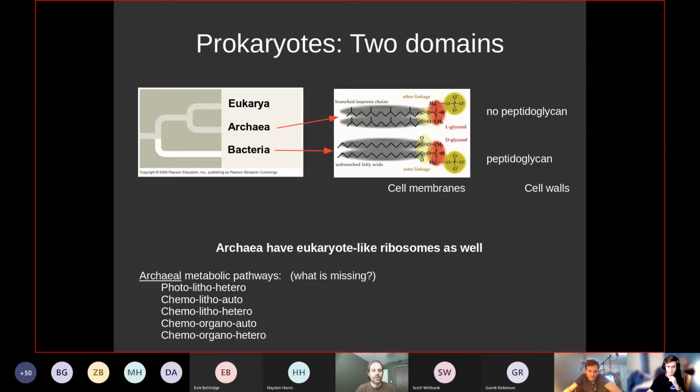And we'll see why in just a second. But photolitho auto is what plants do. It's what the green stuff does. We don't find that in archaea. But we do have photolitho hetero, which is a really weird one.